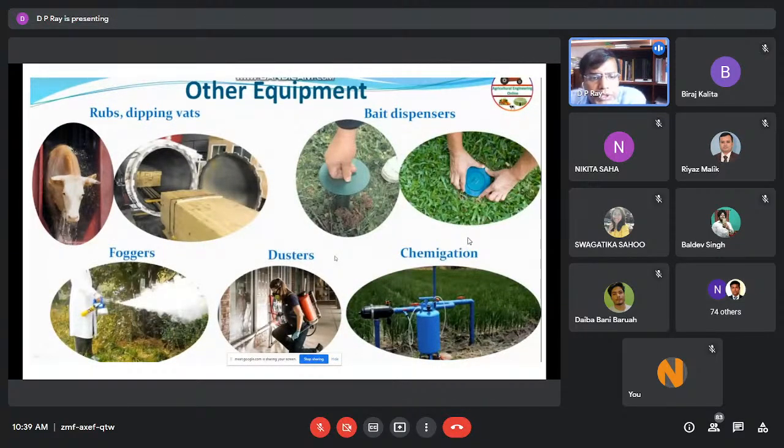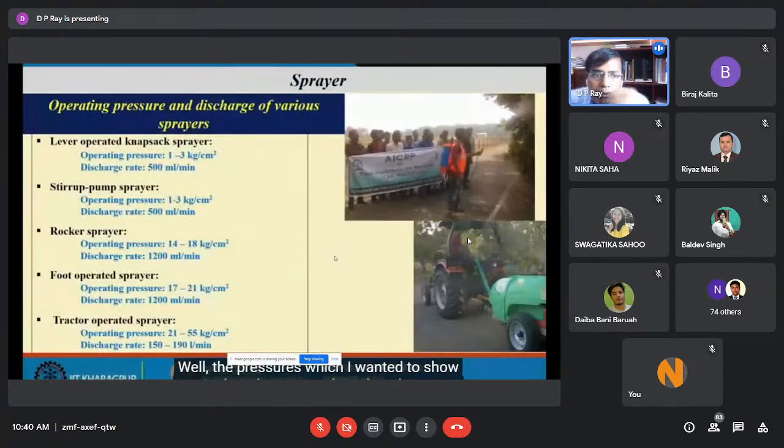And there are other equipment for rubbing and dipping baths, and even for controlling vectors and pests of cattle. Some equipment can be utilized, and drenching their body with the pesticide solution sometimes helps. And bait dispensers, foggers, and dusters may be there, and chemigation, as I was mentioning, can be applied with the irrigation.